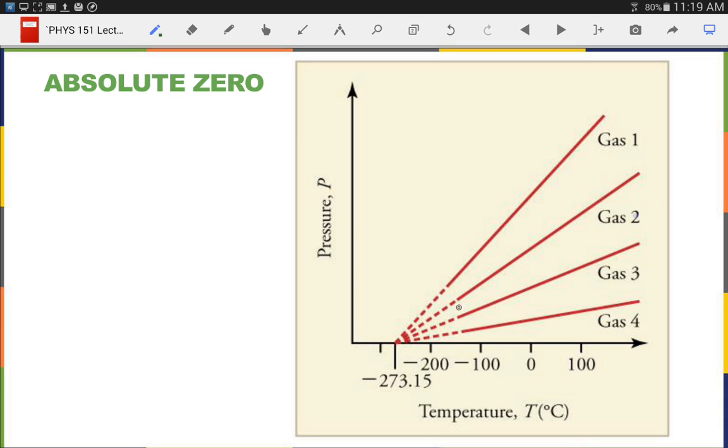But if you extrapolate, these all meet at one location, a location of zero pressure. That suggests there must be a minimum temperature where, no matter what the gas volume is, the pressure is going to be zero. And so that led to the idea of an absolute zero temperature, before there was an understanding that temperature measures the average kinetic energy of the particles.